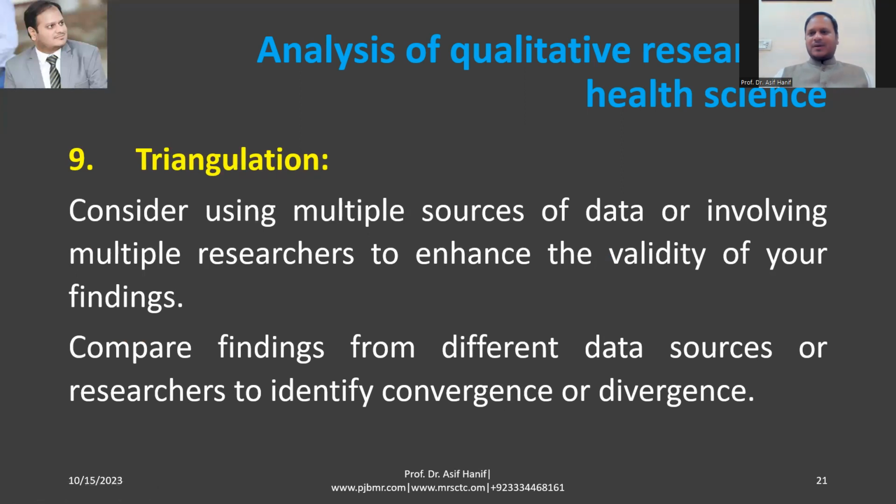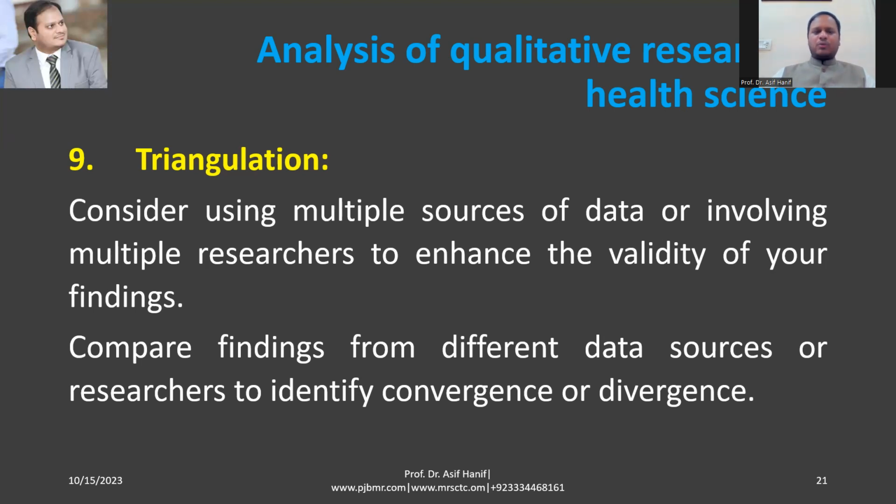Triangulation, again, you can utilize this step to analyze the data. Consider using multiple sources of data or involving multiple researchers to enhance the validity of the findings. So triangulation helps you see if things are by chance or by science. You can use different sources to validate your findings, your themes, your keywords, the things you are going to publish.